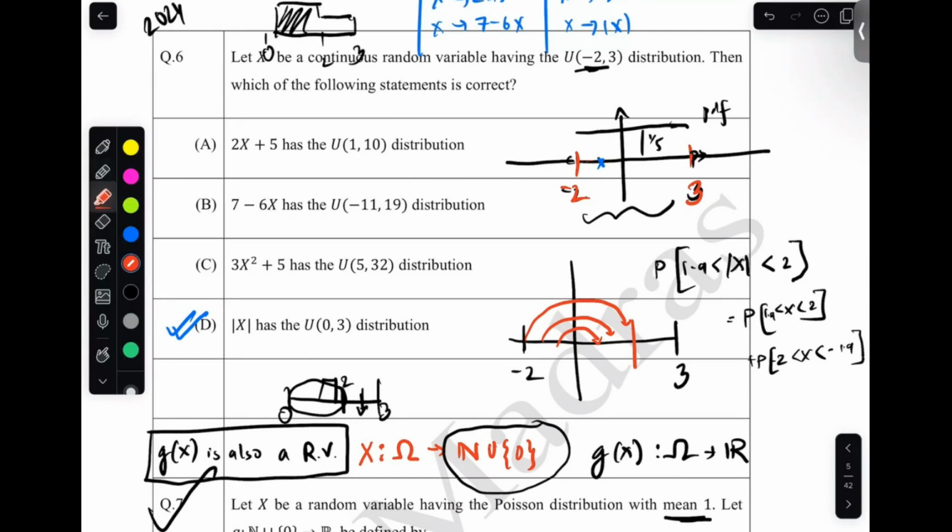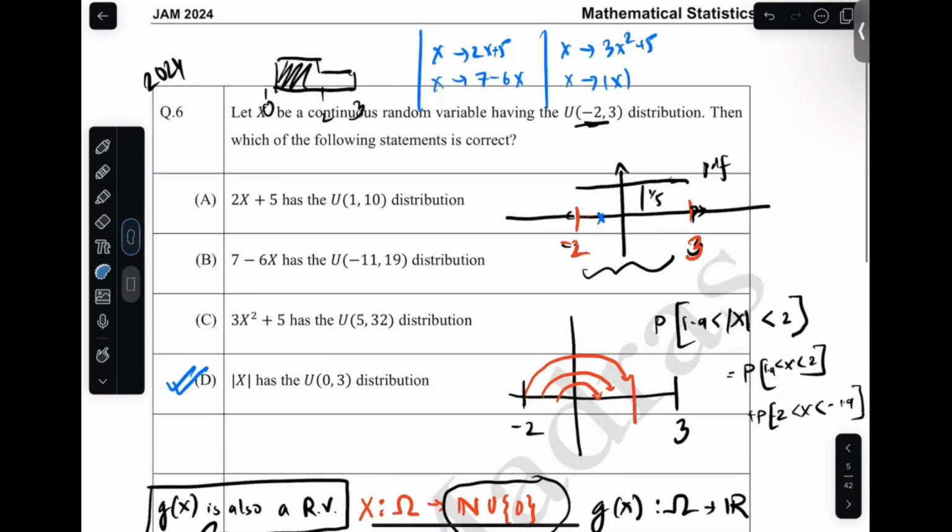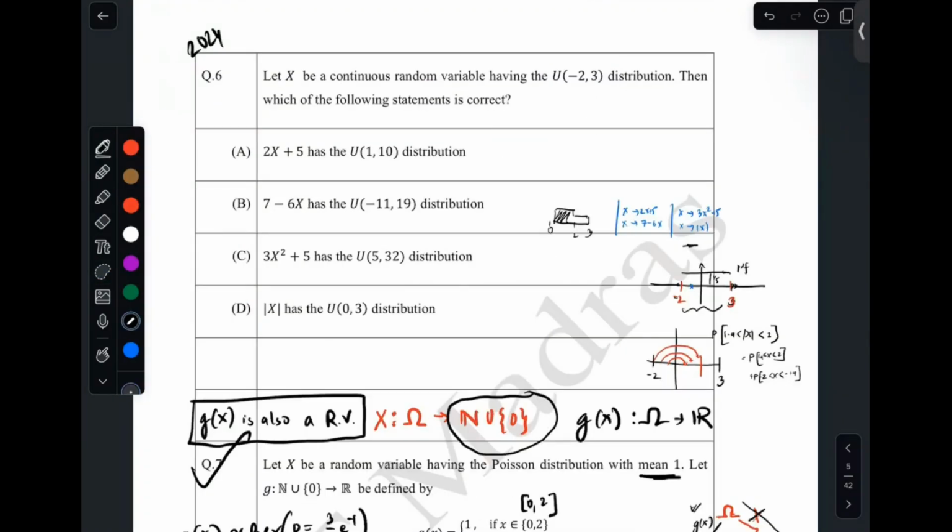Now how to show it mathematically? This is a very simple intuitive example, but how to show it mathematically? That's the main question. This is how we do it mathematically. We try to find a new random variable y. We want to find the PDF of the new random variable y.